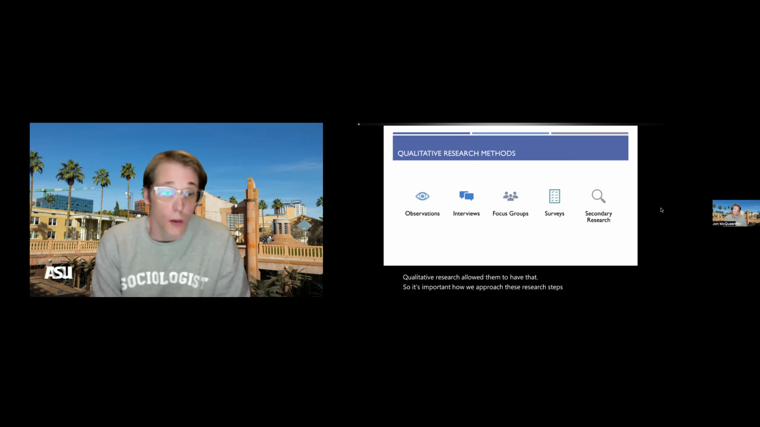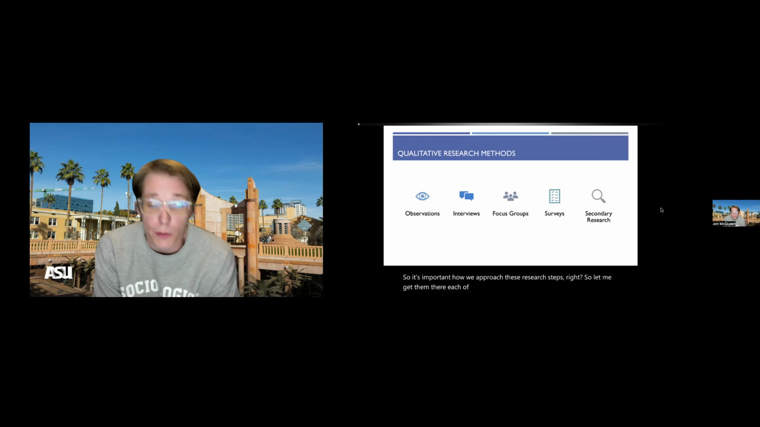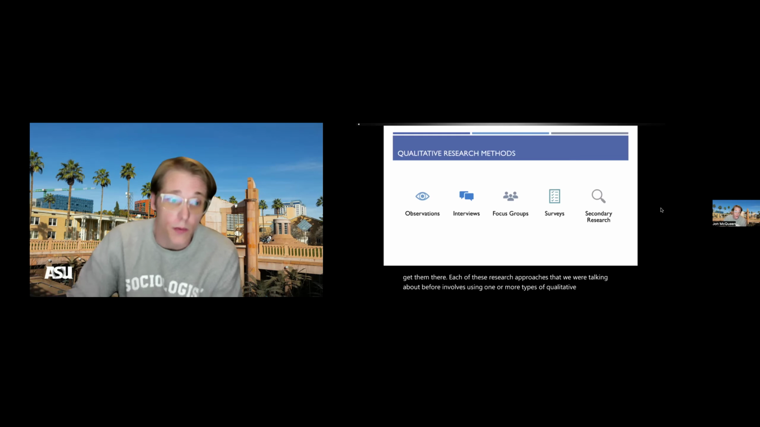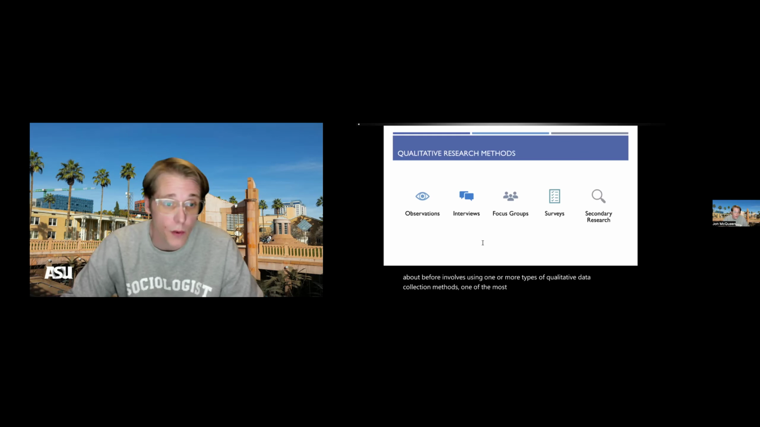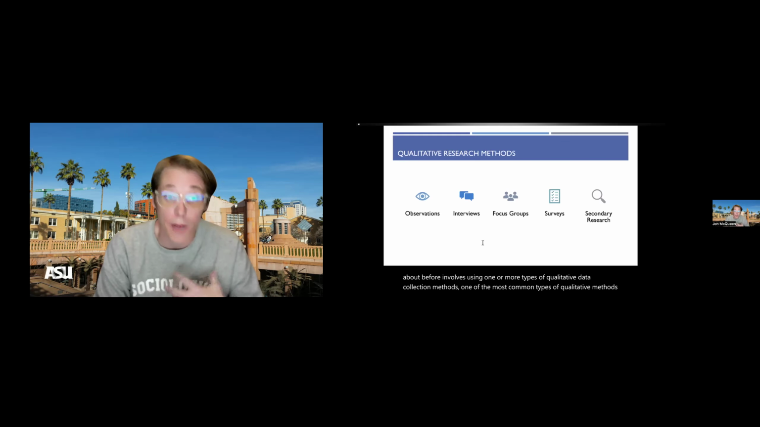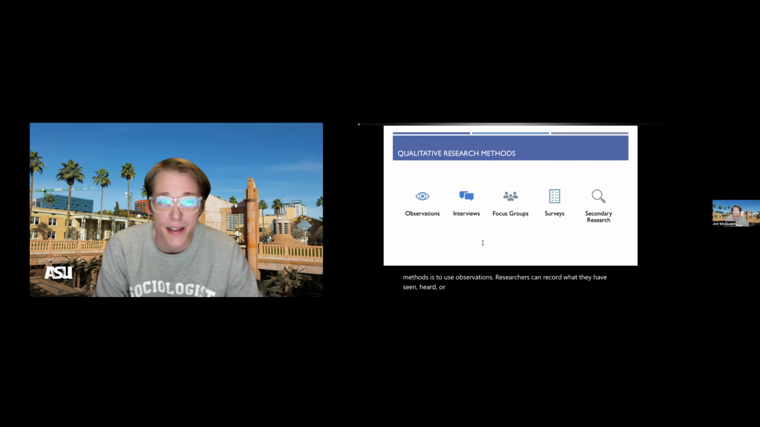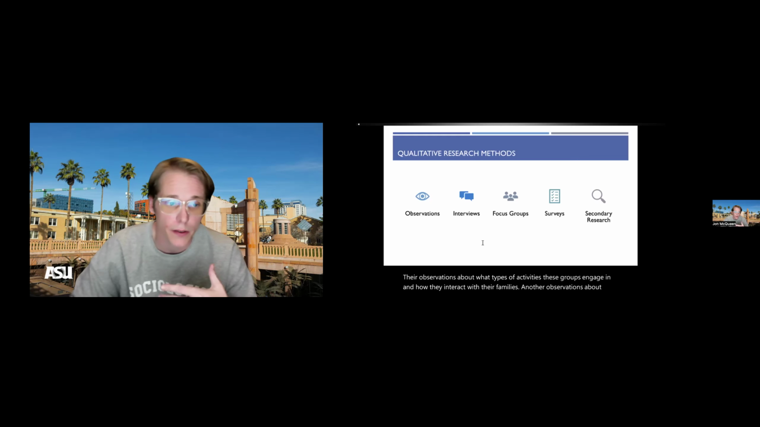So when we get from there, each of these research approaches that we were talking about before involves using one or more types of qualitative data collection methods. One of the most common types of qualitative methods is to use observations. Researchers can record what they have seen, heard, or encountered in detailed field notes. For example, in research using ethnography as their approach, they may be living within a specific cultural group and taking detailed field notes on their observations about what types of activities these groups engage in and how they interact with their families, and other observations about life in particular cultural groups.